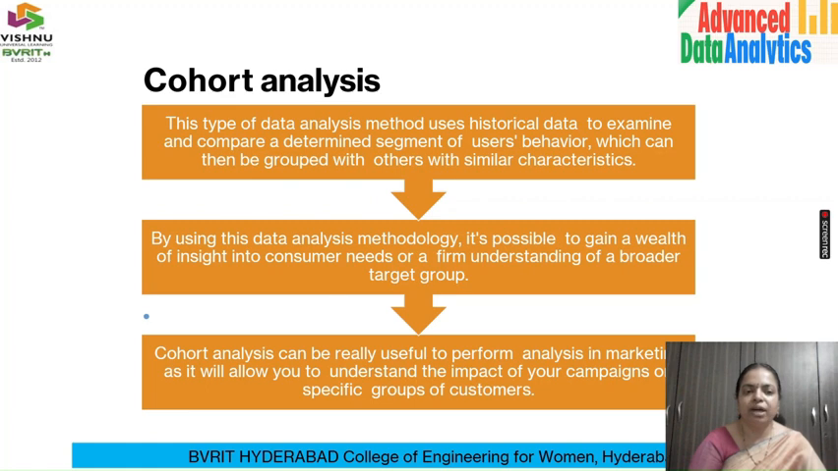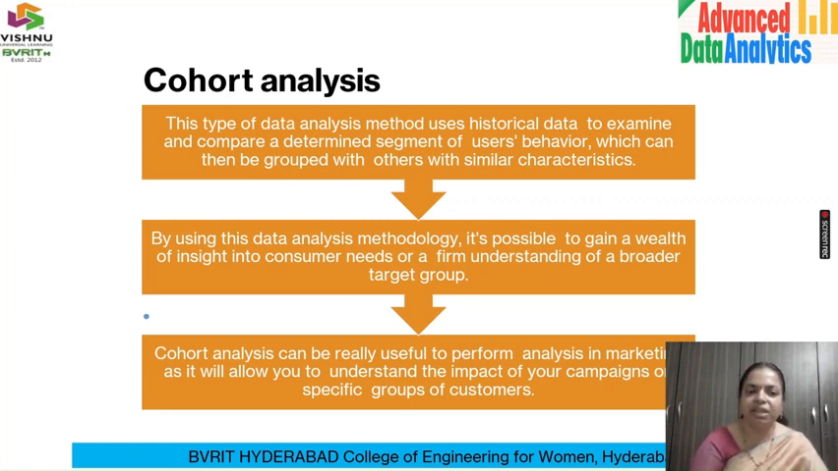Next is the cohort analysis. This type of analysis method is based on historical data, and it compares different segments of users' behaviors. Like, I want to analyze my sales from last year in different months. For example, you are comparing January sales with February sales, and you find that January sales are higher than February sales.